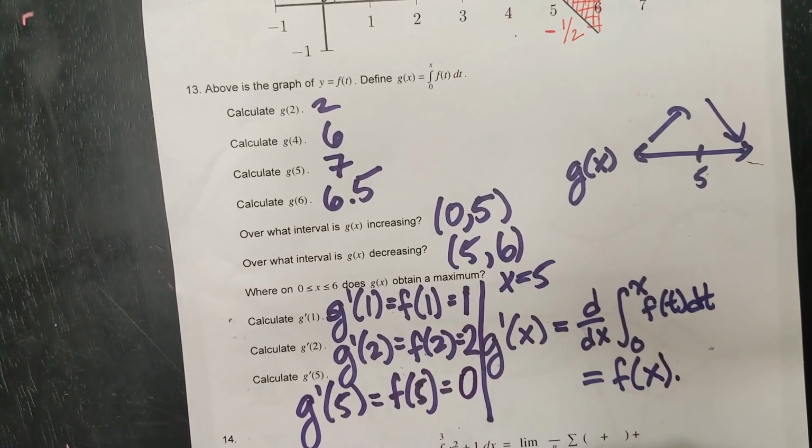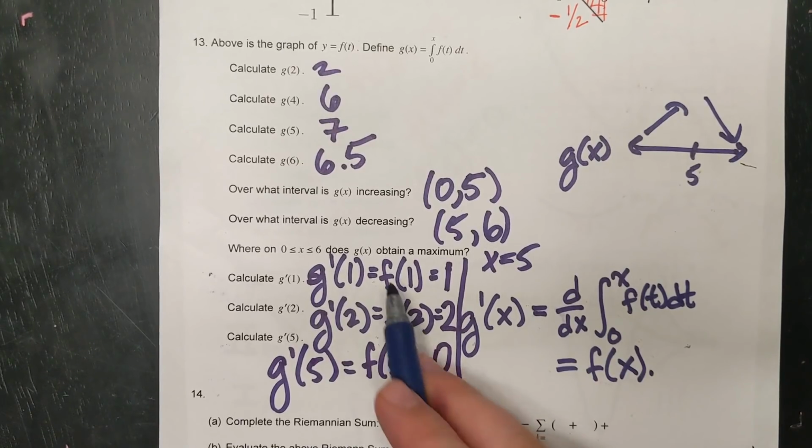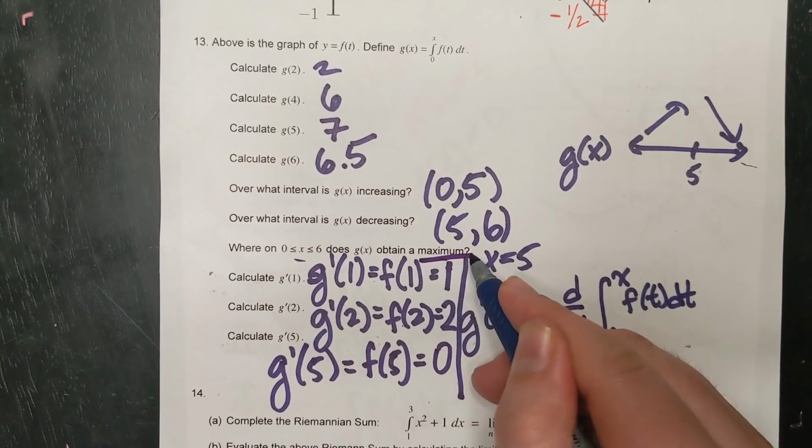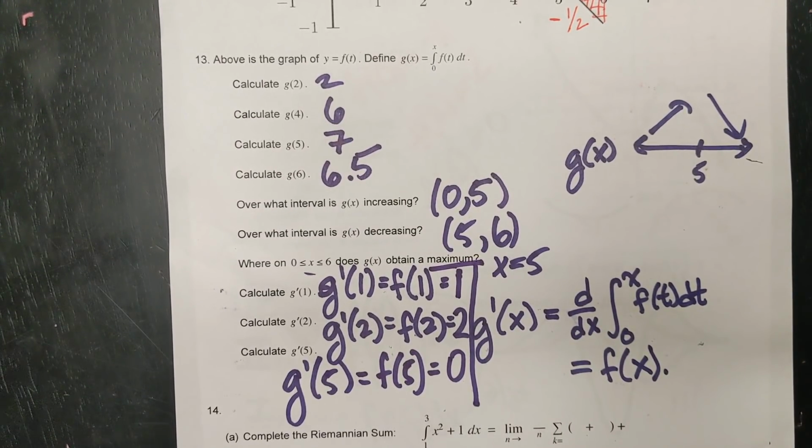So this is 0. And that makes a whole lot of sense, that you have g prime of 5 as 0, because we said we have a maximum. We have a maximum at x equals 5. So the derivative there must be 0. Okay. Very good.